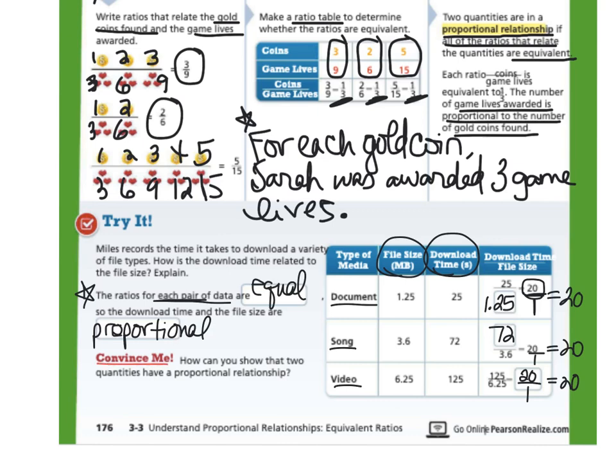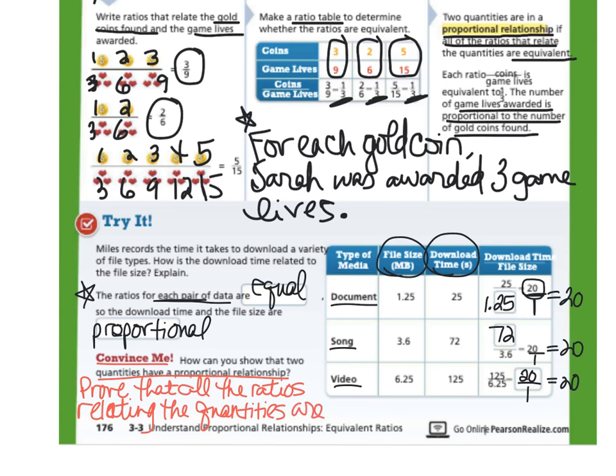Convince me. How can you show that 2 quantities have a proportional relationship? Well, you can prove that all the ratios relating the quantities are equal. And as long as you can show that those ratios are all equal, then you have proven that you have a proportional relationship.